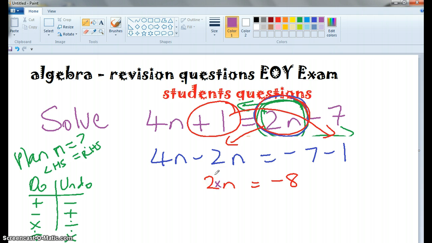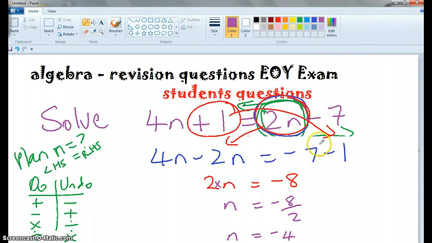Divide both sides by 2. That's what you're actually doing, but you might not write it like that. n equals negative 8 upon 2, so n equals negative 4. Now check that.